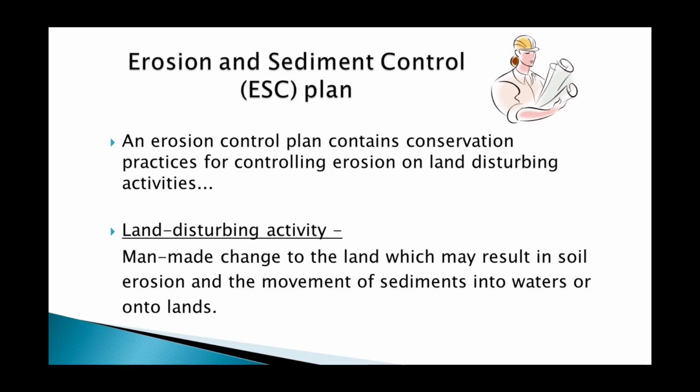Part of the SWPPP is the Erosion and Sediment Control Plan, the ESC plan. An erosion control plan contains conservation practices for controlling erosion on land-disturbing activities. A land-disturbing activity is a man-made change to the land which may result in soil erosion and the movement of sediments into waters or onto lands.